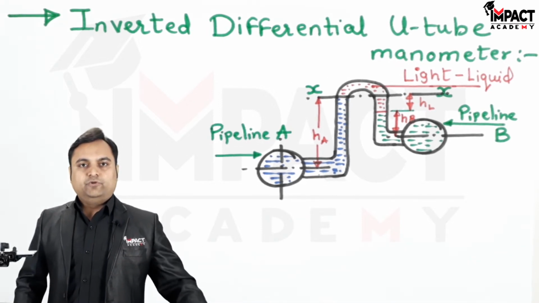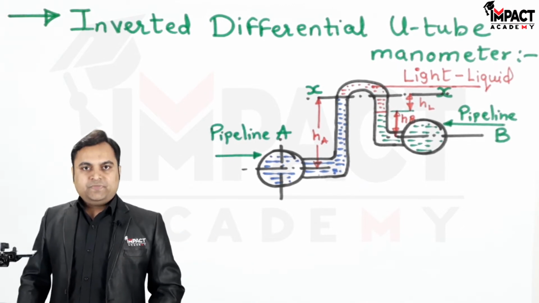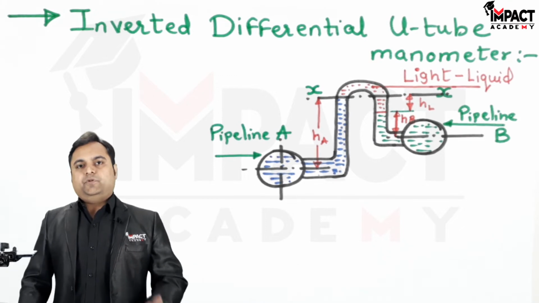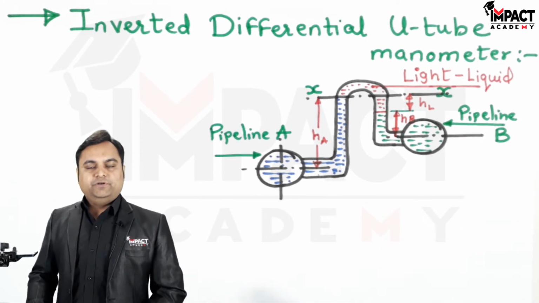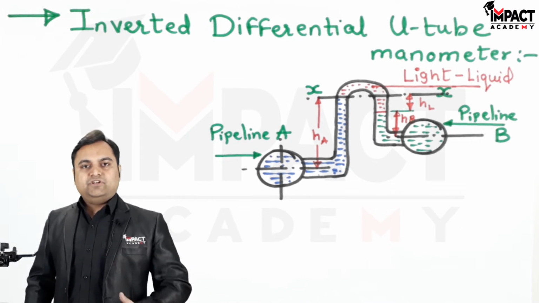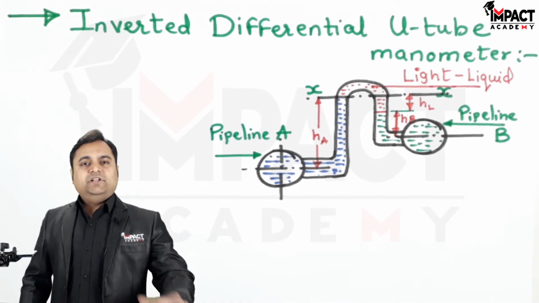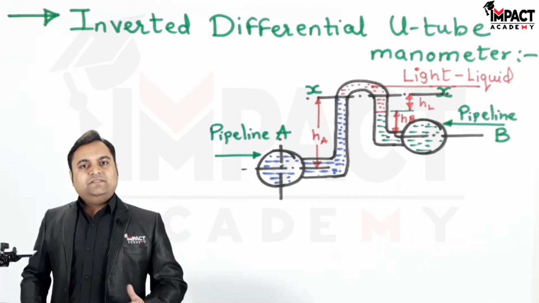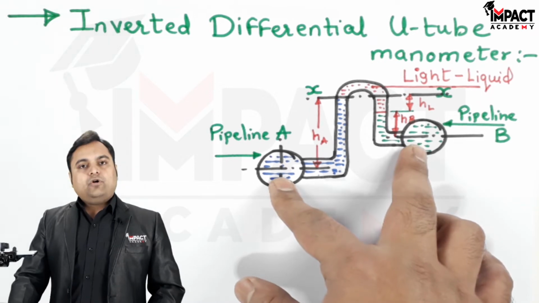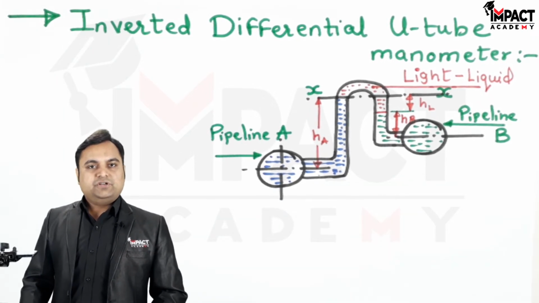Inverted differential U-tube manometers are used to find the difference in pressure of the fluid when the pressure is less, or we can say vacuum pressure. If the pressure is greater than atmospheric pressure, which is called the gauge pressure, we use a different arrangement. But if we want to find the difference in pressure and at the same time there is vacuum, or the pressure is below atmospheric, we have to go for an inverted U-tube differential manometer.